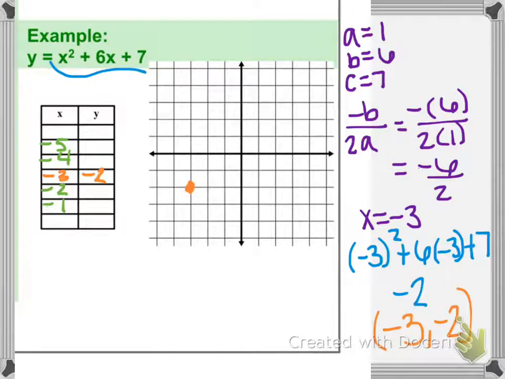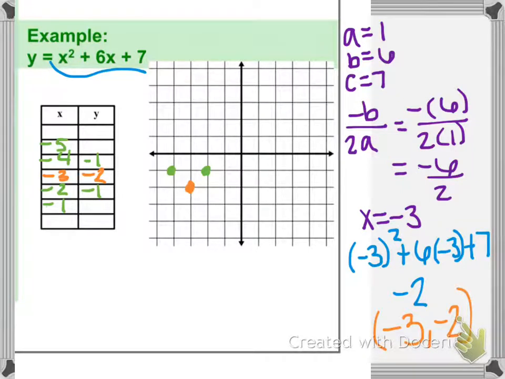for y. So when I plug in negative 4, I get the point negative 4, negative 1. So then I plot that. 1, 2, 3, 4, down 1. Remember that parabolas are symmetrical, so when you plug in negative 2 on the other side, you're also going to get negative 1.